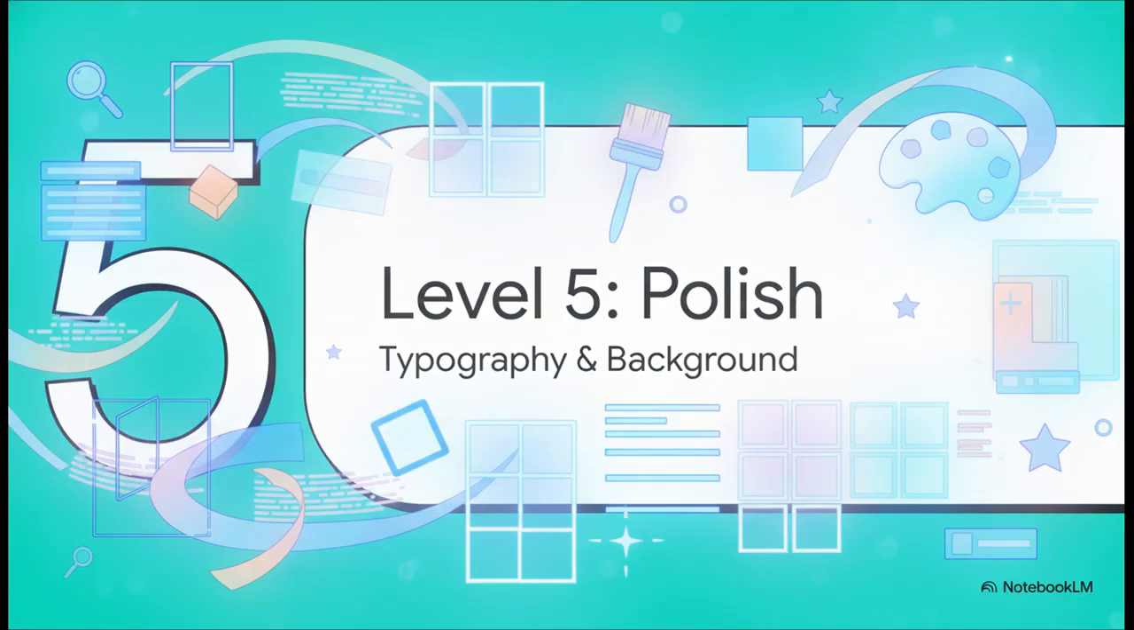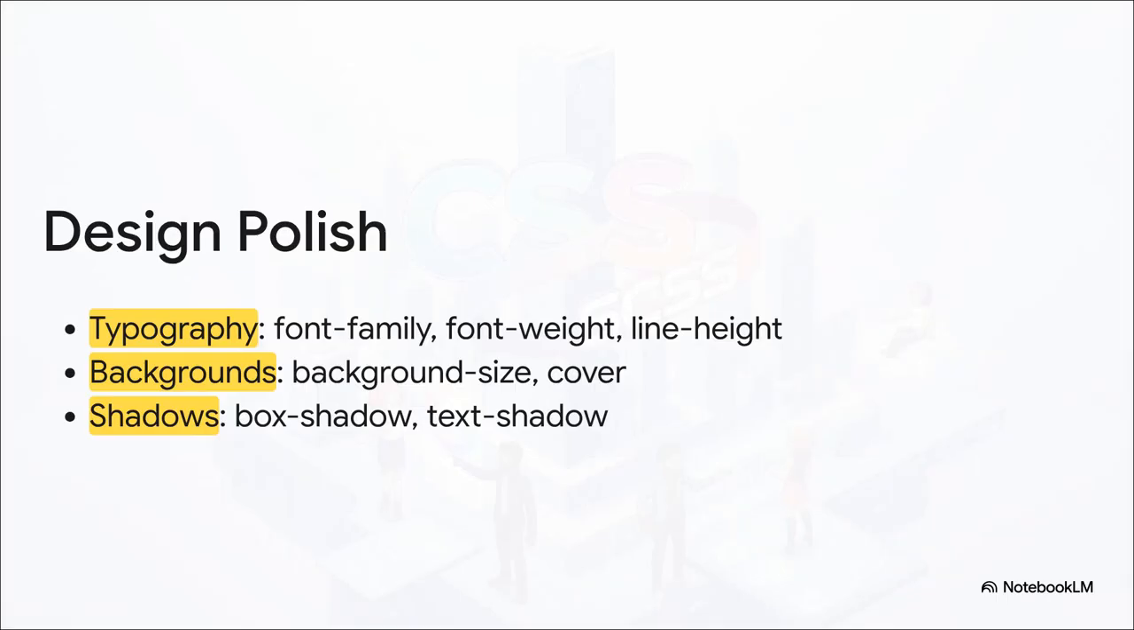Level 5, polish, typography, backgrounds, and animations. Now that our structural boxes are perfectly placed, it is time for the fun part, making our web pages look incredibly professional. A massive part of this polish is typography. Setting a clean font family and weight is vital, sure, but here is a crucial takeaway. Always use a unitless line height, like 1.5. This is highly preferred because it scales dynamically with the font size, preventing messy, overlapping text.